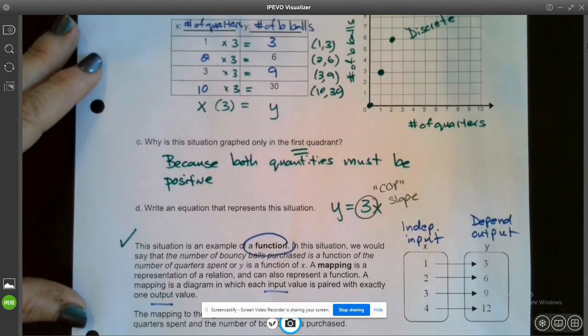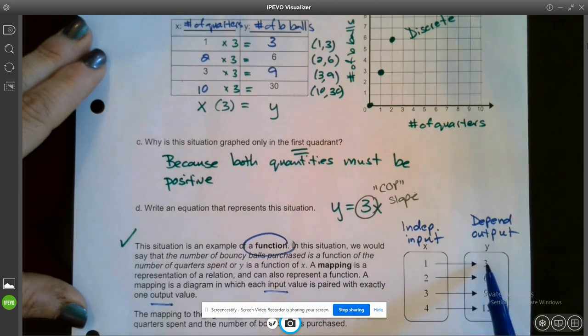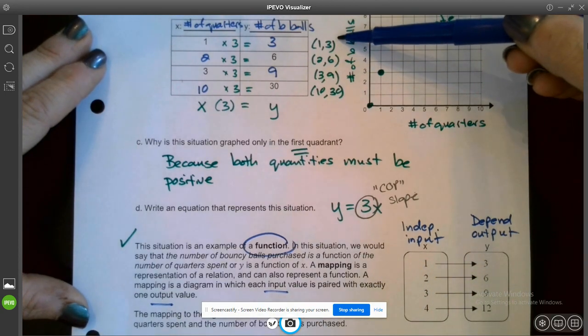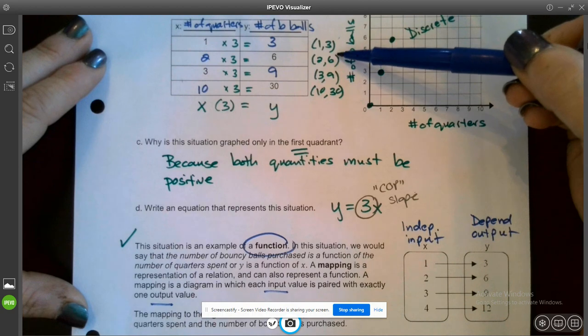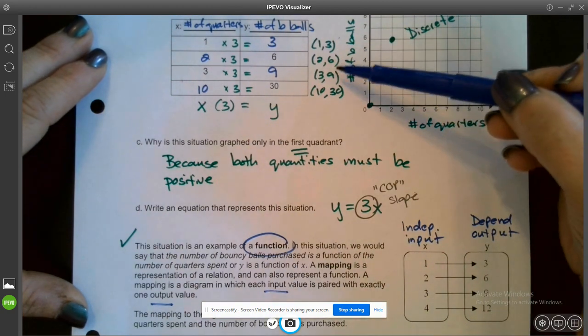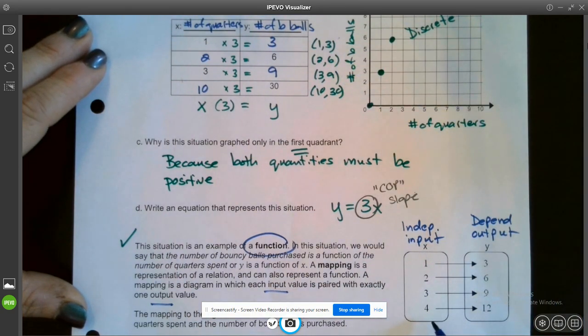Let me see if I can move it up just a little bit. 1 goes to 3, which is what we had here, 1, 3. 2 goes to 6, awesome. 3 goes to 9, cool. And 4 goes to 12. Oh yeah, that would work. I didn't have that in the graph, but absolutely, because 4 times 3 is 12.